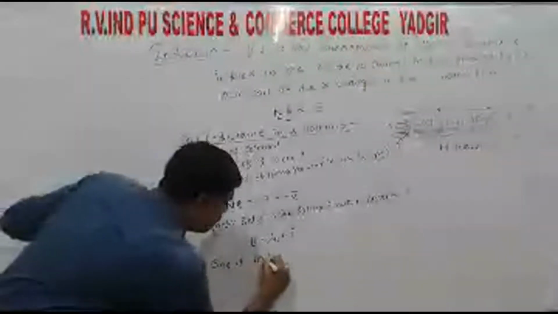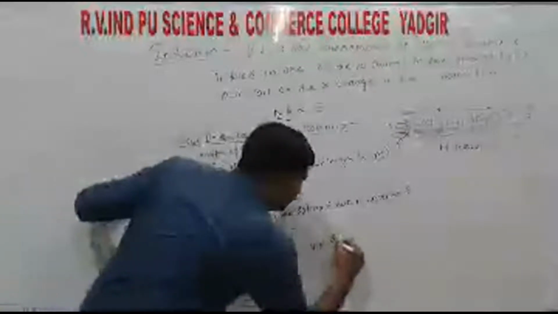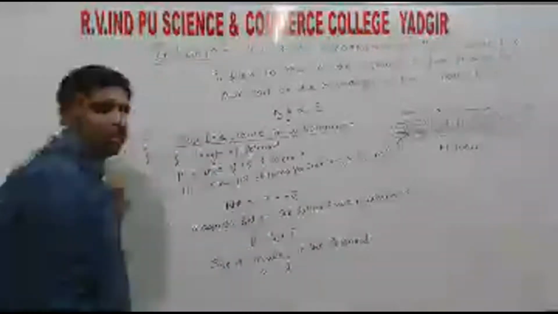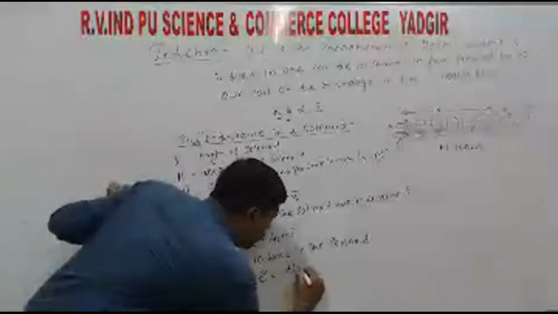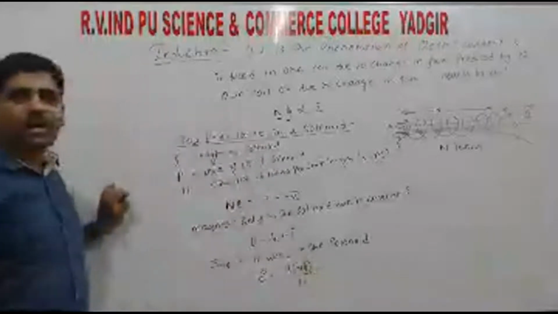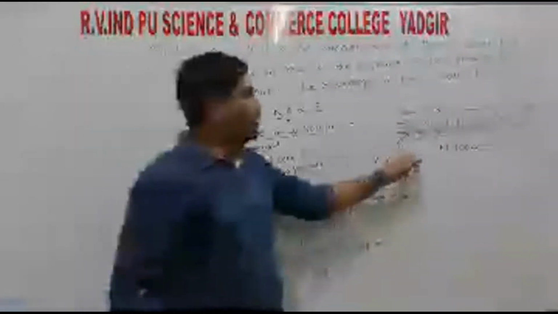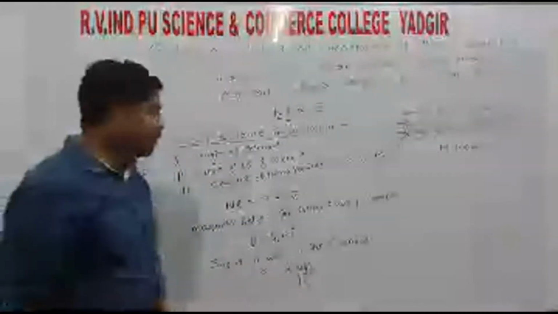EMF is induced in the solenoid, right? So that we written E is equals to minus, from the previous topic, the induced EMF, E is equals to minus d of N phi divided by dt, that is d phi by dt. So here we have N number of turns, so hence we taken N phi, right?